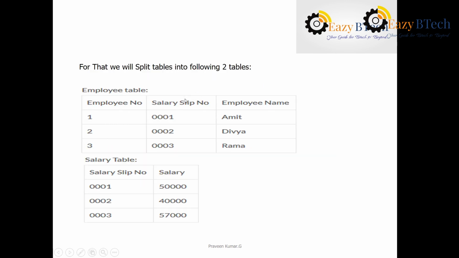To overcome this problem we divide the table into two tables, an employee table and a salary table. Suppose we ask what is the salary of Divya? Using these tables, first the employee number 101 is Amit. Then for 101, what about the salary? It is 50. Now we can easily identify it, because here there is no transitive dependency.